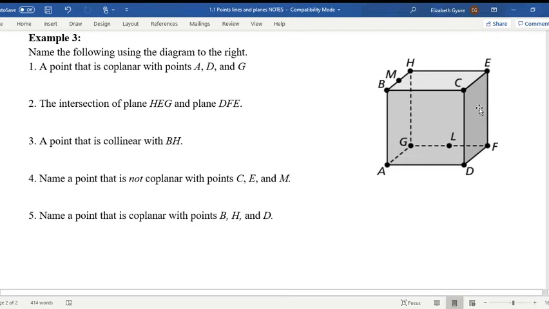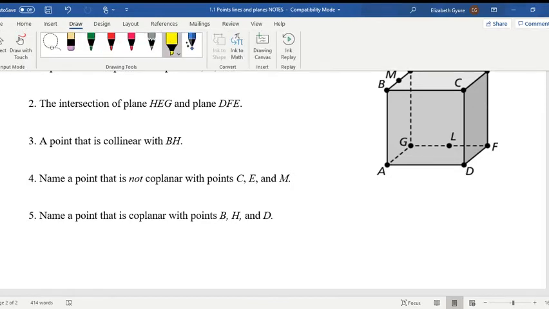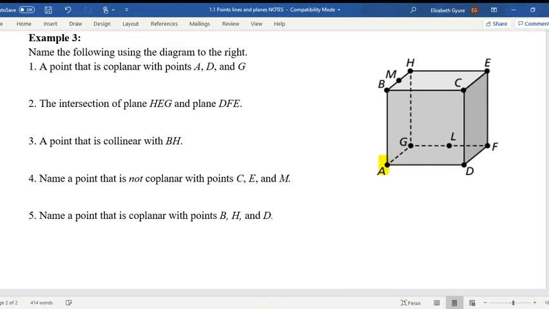So name a point that is coplanar with points A, D, and G. We need to name something coplanar. So A, D, and G are actually three of the corners of that bottom surface, right? The bottom of your box here, the bottom of your cube. So the other points that would be coplanar with it have to also be on the bottom.